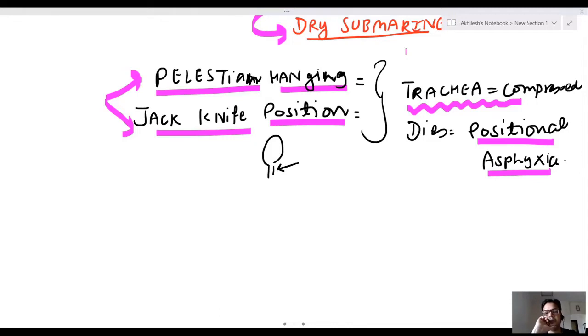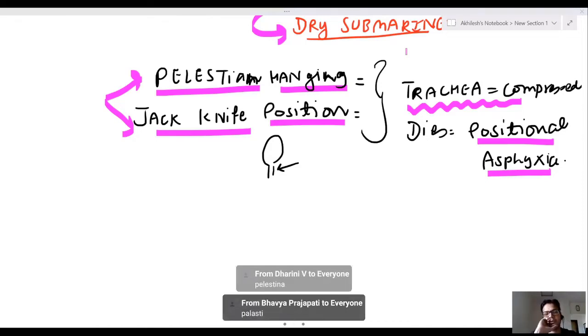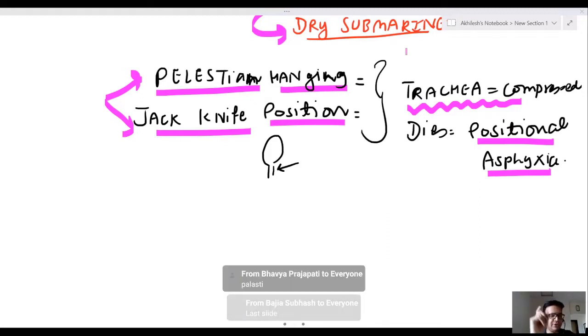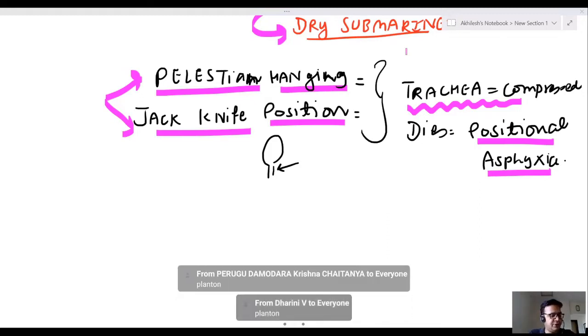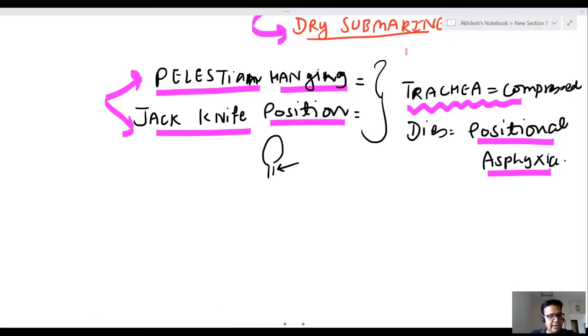Okay. Which two tortures cause positional asphyxia? Jackknife and Palestinian hanging. Yes, in both of these there is compression on the trachea. Standing for long hours, which torture? This is plantón. Yes, absolutely right. Very good. Long standing is plantón.